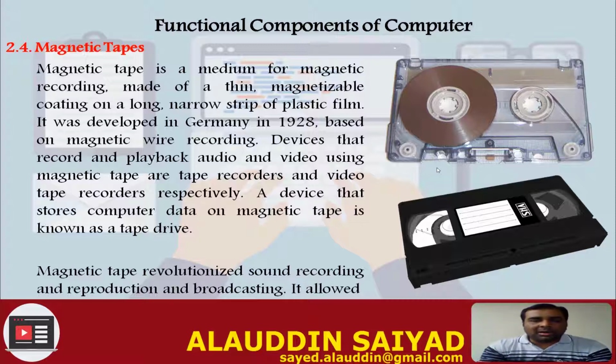So in earlier days, there were audio and video cassettes. You can see a sample of an audio tape cassette. Later on, the technology changed to CDs, but nowadays we basically deal with MP3s and other technologies. But in earlier days, it was invented in 1928 in Germany. So this was an audio cassette where different sounds were recorded.